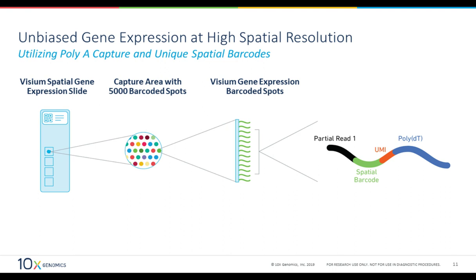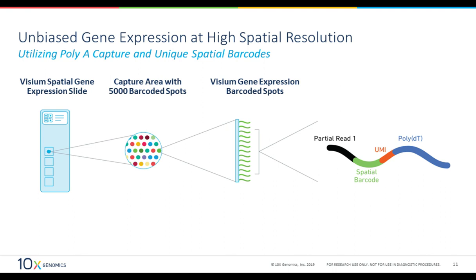Each of those areas has the 5,000 barcoded spots that are at 100 micron center-to-center distance. And then each of those spots contains millions of oligos or barcodes that you can see on the right that have a partial read 1 for sequencing, a spatial barcode, which is essentially a sequence that allows you in sequencing to understand where the molecule came from on the slide.